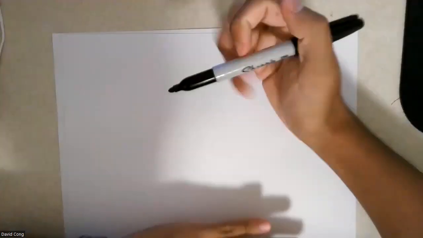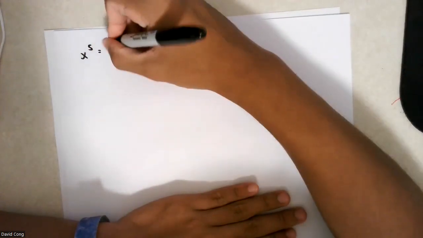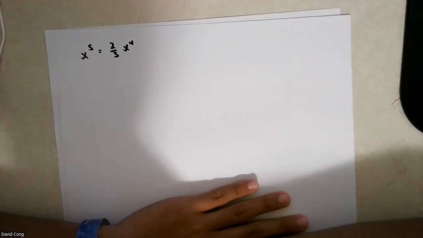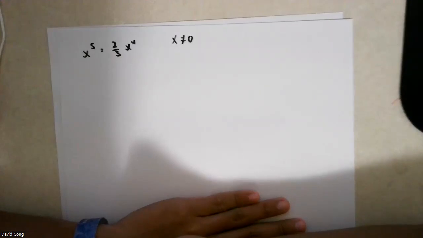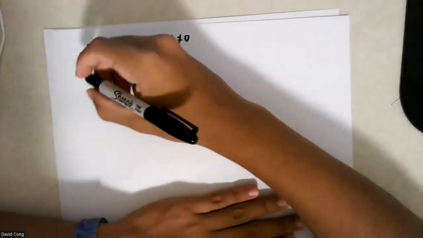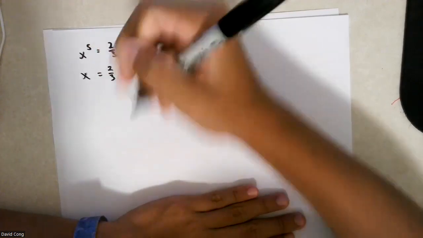Okay. The fifth power of a positive number is equal to the product of 2/3 and the fourth power of that number. So let this number be x. So we know x to the fifth is equal to 2/3 x to the fourth. We also know this number x cannot be 0. Well, that's good, because now we can divide both sides by x to the fourth, because we know x can't be 0 anymore. So we have x equals 2/3.